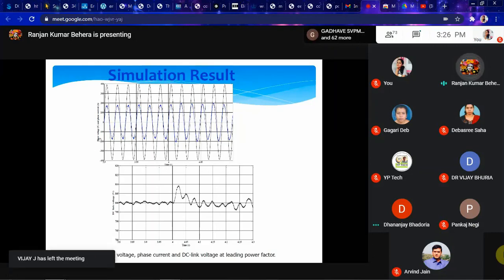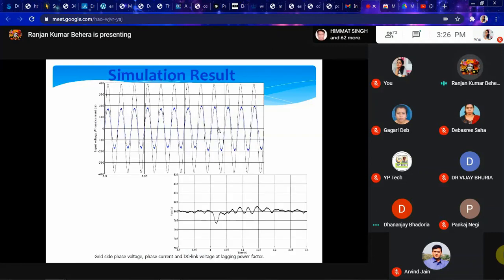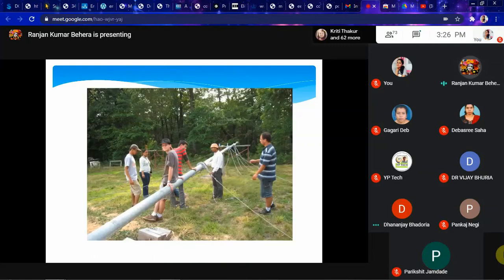Okay. So when this DC link voltage is higher than the grid voltage, you can see that the current is leading the voltage. Okay. So when there is a dip in the voltage, you can see that the current is lagging the grid voltage. Okay. So that means you can operate at any power factor. So this complete unit is designed with 5 kilowatt.